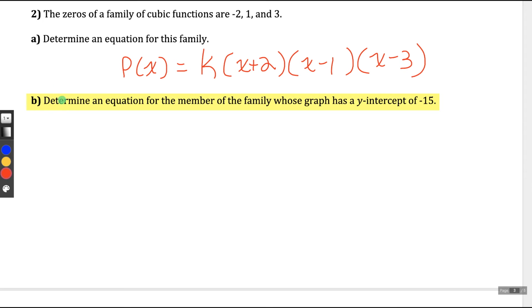Part B says determine an equation for the member of the family whose graph has a y-intercept of -15. And remember, a y-intercept has an x value of 0, so this is really the point 0, -15. So once again, it gives us the xy value. Let's have a look in Desmos again, just to see what we're going to want to get for our answer, and then we'll figure out how to get that algebraically.